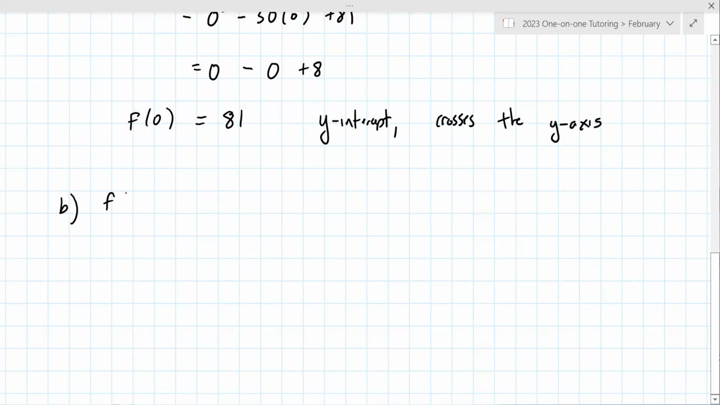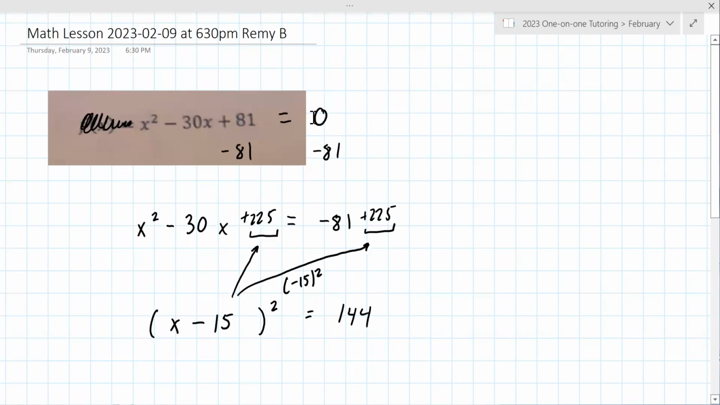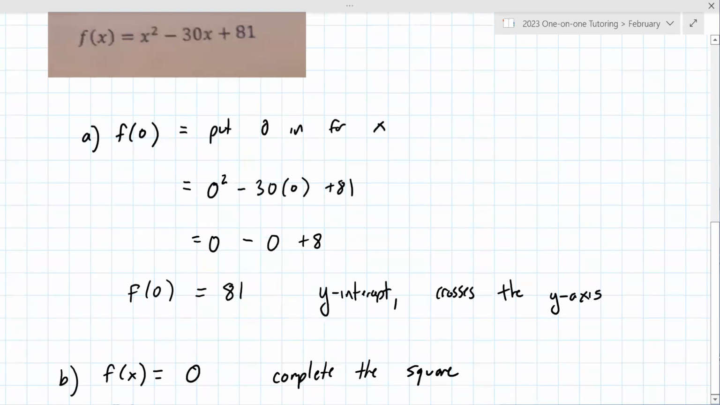Part B is to set f of x equal to 0, and this is why you complete the square, or other things, but in this case, complete the square. So we have to go back to our work from earlier. If I scroll up here, we did set it equal to 0, and we got it down to this last line. So I'm going to copy that down, and we'll continue working it from there.